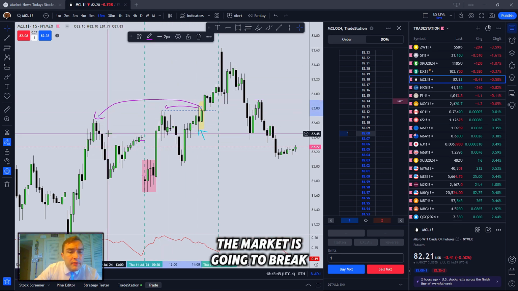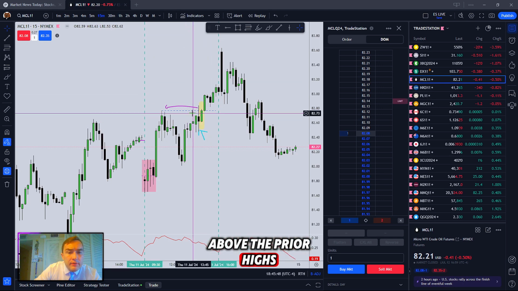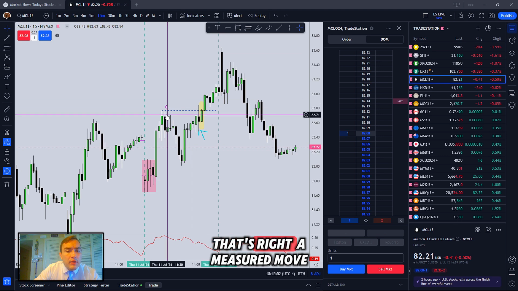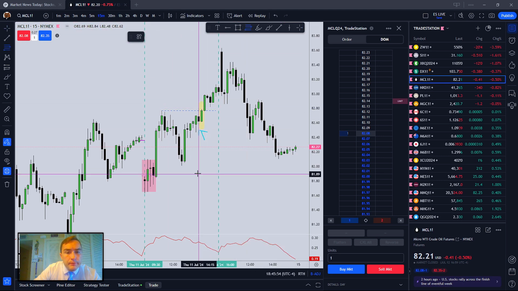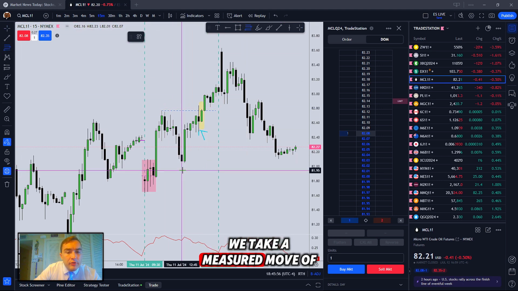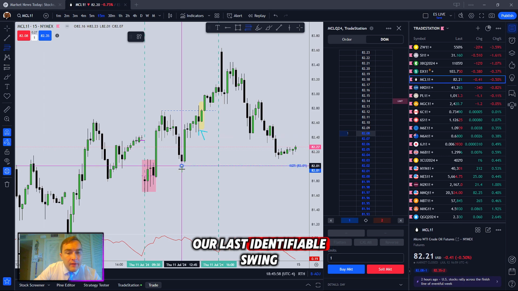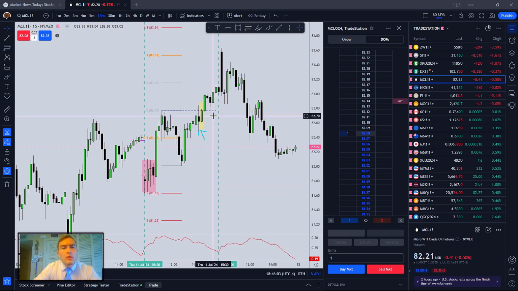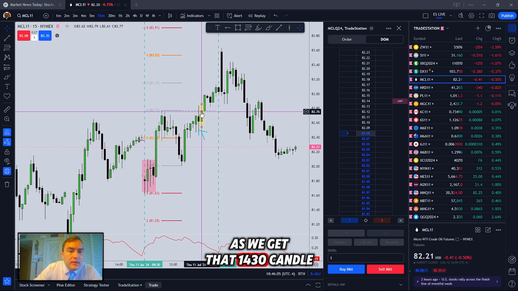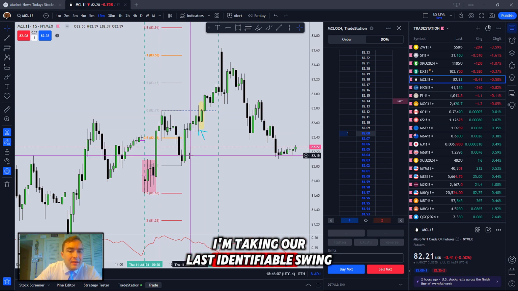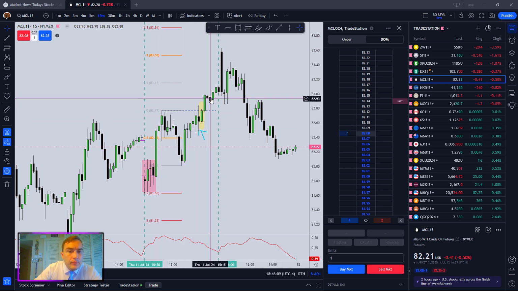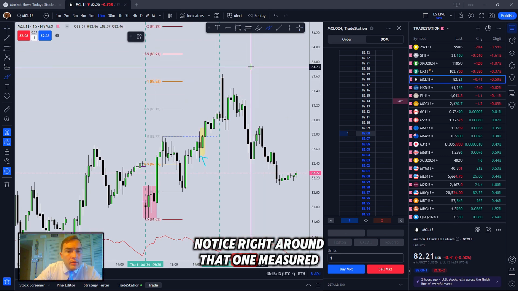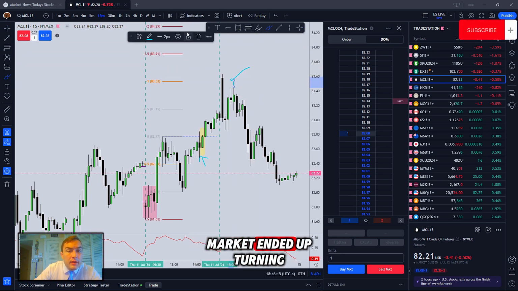So if you believe that the market is going to break above the prior highs, what tool should you be using? That's right, guys, a measured move. So we take a measured move of our last identifiable swing. So as we get that 1430 candle, I'm taking our last identifiable swing and I'm projecting it out higher. Notice right around that one measured move higher, that is in fact where the market ended up turning.